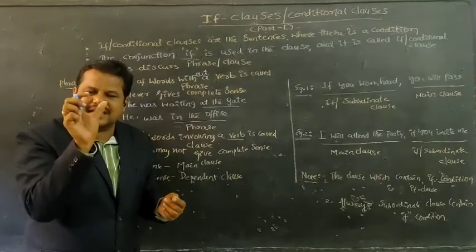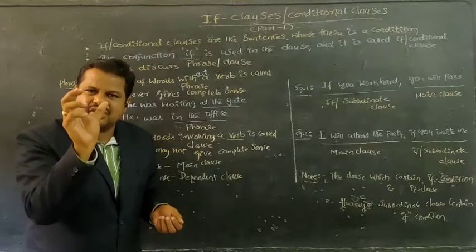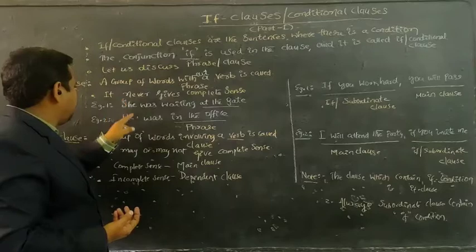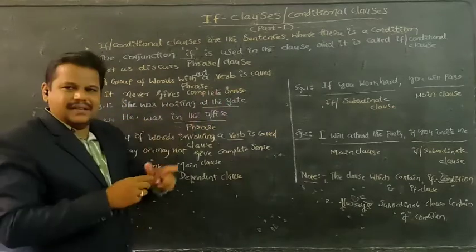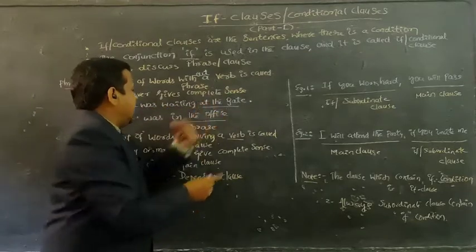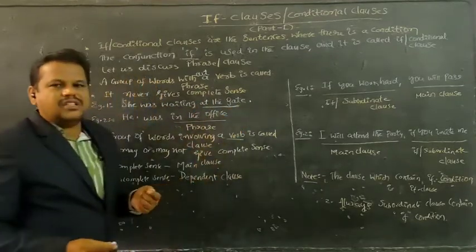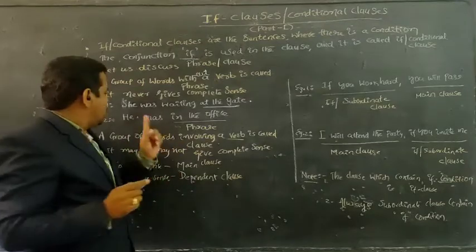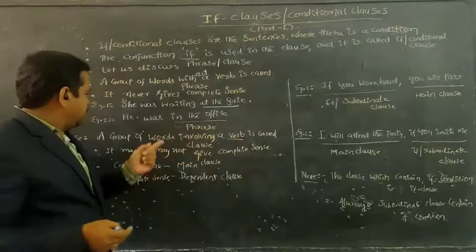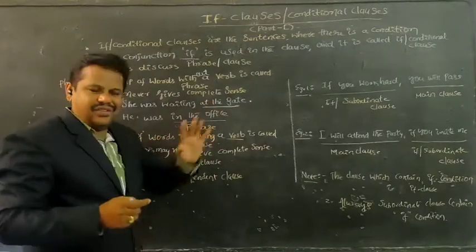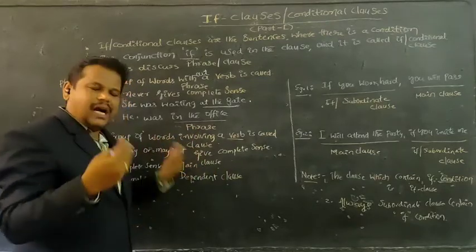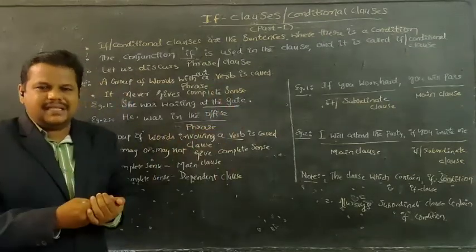A phrase is that part of a sentence which has meaning, but it is not going to give the complete meaning. Let us see this example. She was waiting at the gate. This is the whole sentence. In this sentence, 'at the gate' is a phrase. This particular phrase contains what here? A preposition followed by an article and a noun. Another example: He was in the office. Same thing: a preposition, an article, and a noun.